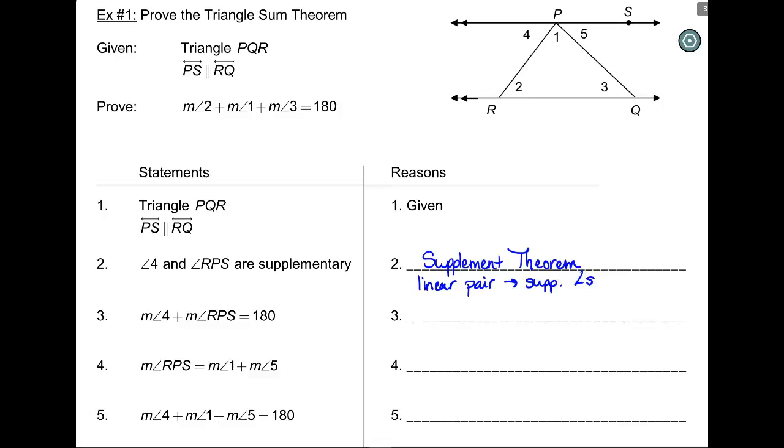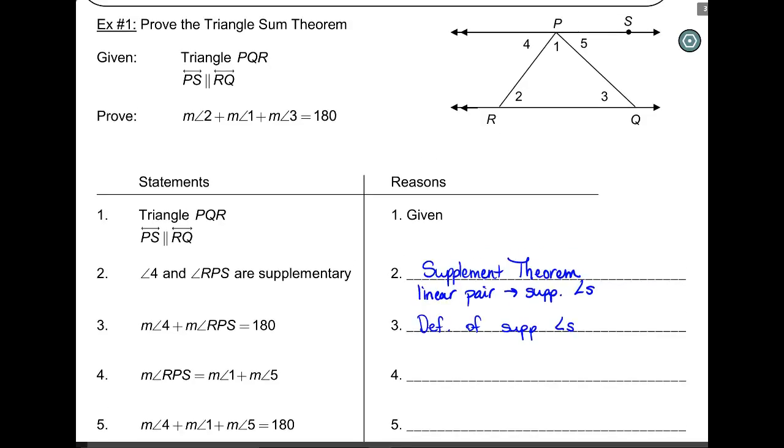Okay, next one. So going from statement 2 to statement 3. Measure of angle 4 plus measure of angle RPS equals 180. Definition of supplementary angles. Does that make sense? When we go from saying they're supplementary to saying they're equal to 180, that's the definition of supplementary angles. All right, RPS is equal to measure of angle 1 plus measure of angle 5. This was one we did way back in chapter 2. Angle addition postulate.